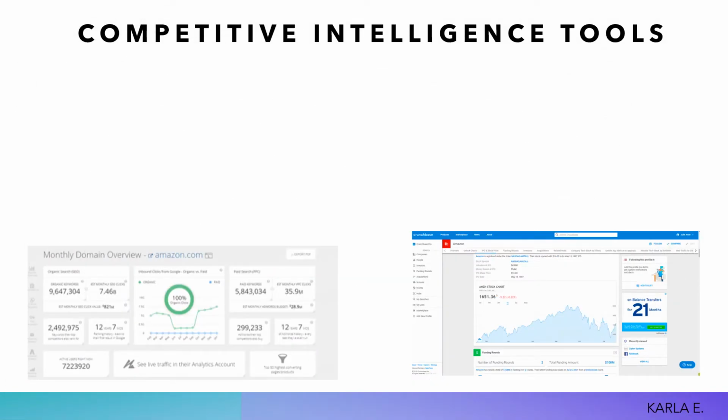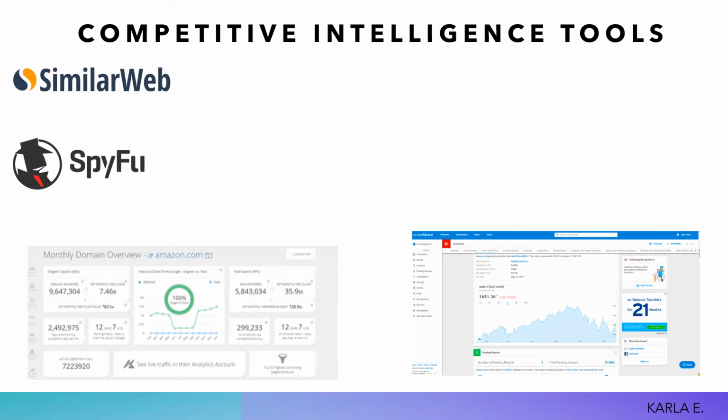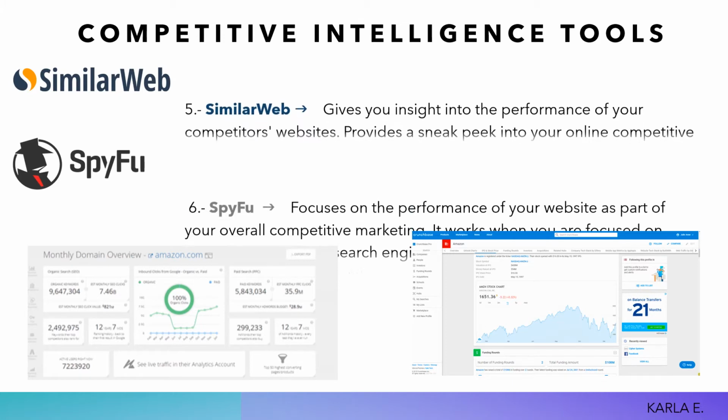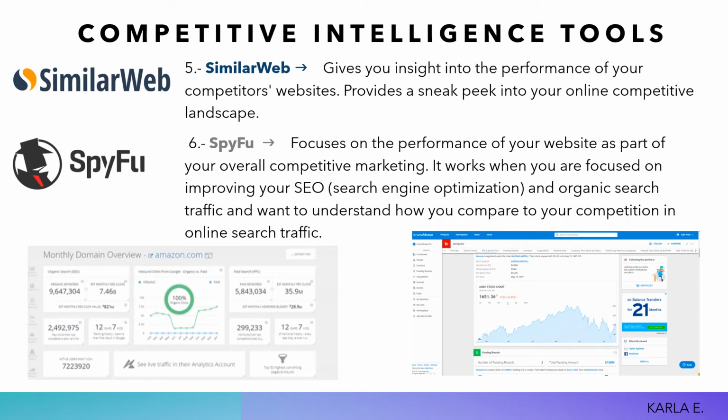Here are another 2 competitive intelligence tools. The first one is SimilarWeb. SimilarWeb gives us insights into the performance of your competitors' websites. SimilarWeb provides a sneak peek into the online competitive landscape.